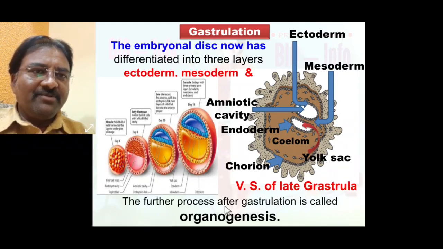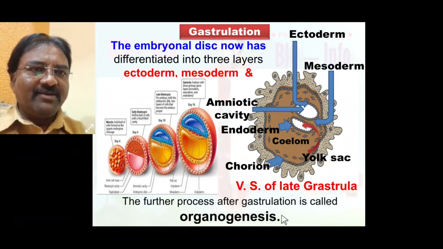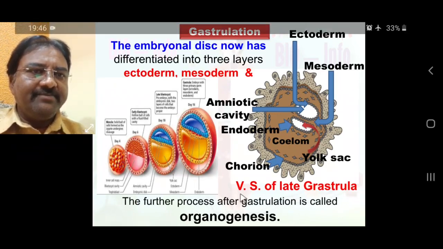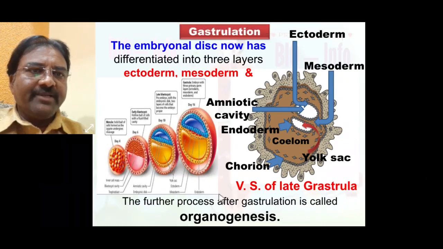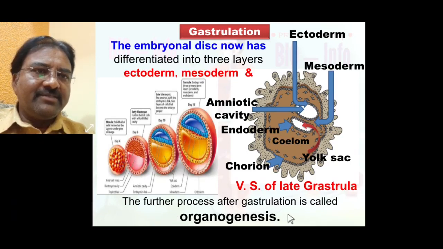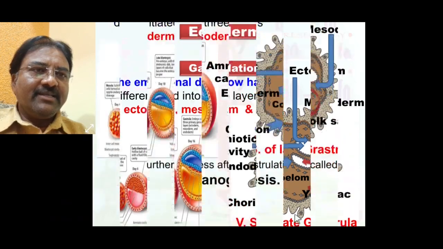The further process after gastrulation is called organogenesis, meaning organ formation. Here organo means organ and genesis means formation. So organ formation takes place from the germ layers: ectoderm, mesoderm and endoderm. Different layers develop different body organs. We will see in detail which layer forms which organ of the body.